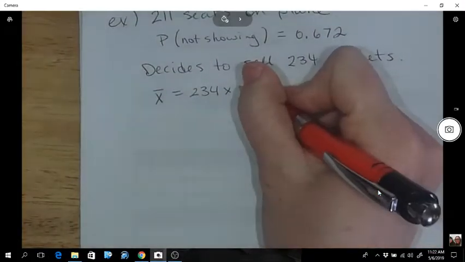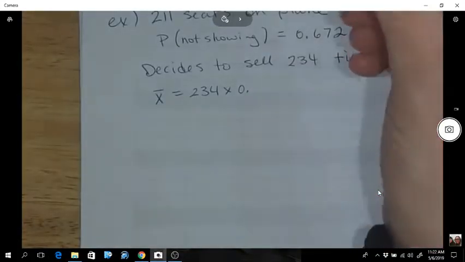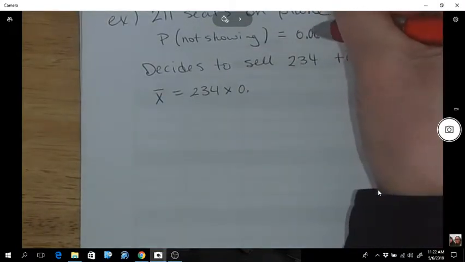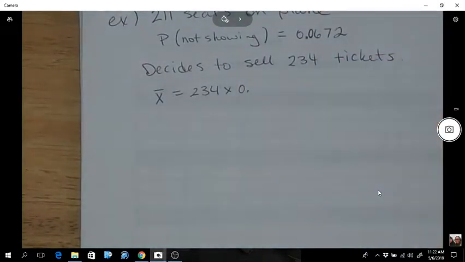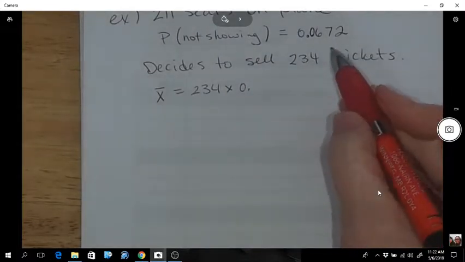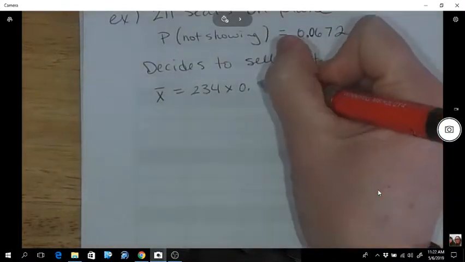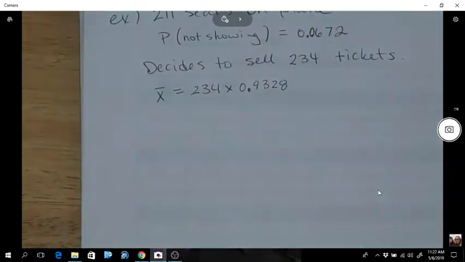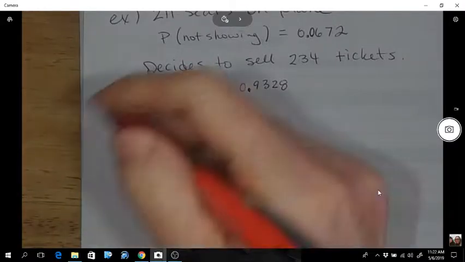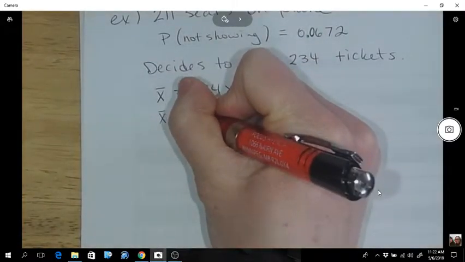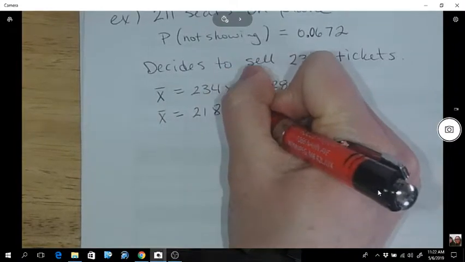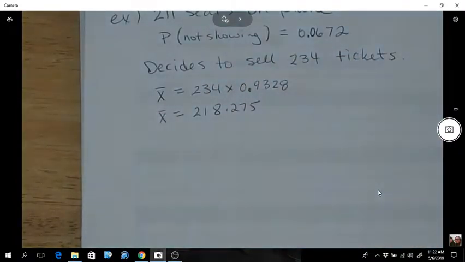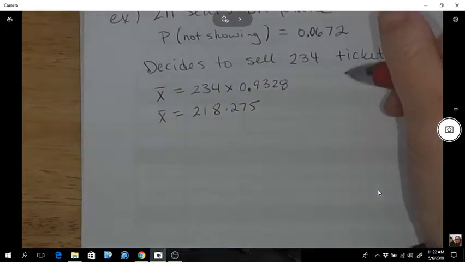Okay, so the mean tickets that would sell, theoretically, would be 234 times P, the probability of showing up. I'm sorry, this should not be that high. That was like a 67%. I wanted 6%. Okay, so probability of not showing up is that, so probability of showing up is 93%. So 0.9328. That makes a little more sense. Okay, so our mean is 218.275. So that's the mean number of people that would come.